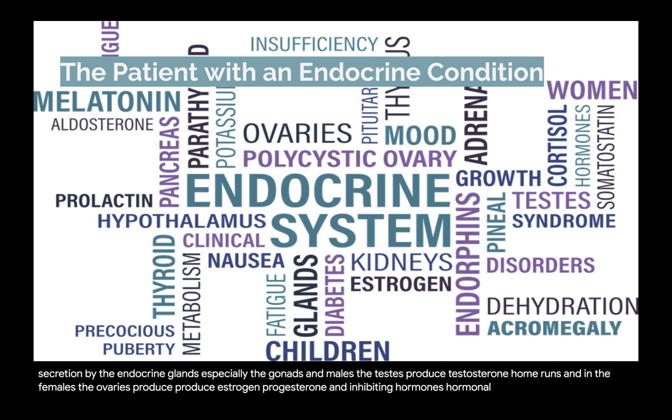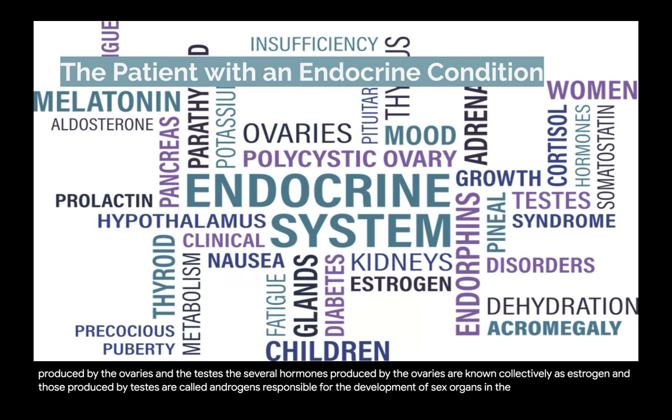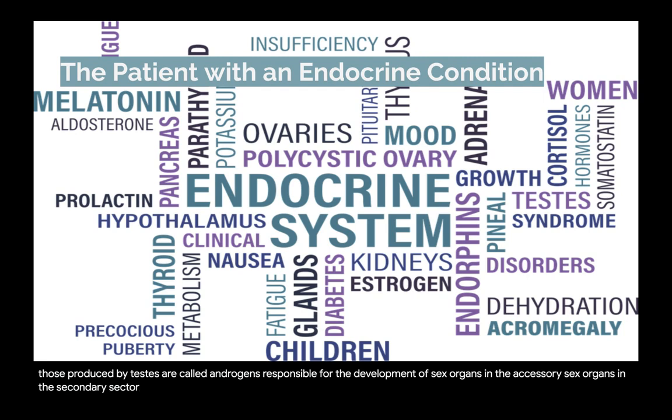Hormonal influences. Pituitary hormones control the hormones produced by the ovaries and the testes. The several hormones produced by the ovaries are known collectively as estrogen, and those produced by the testes are called androgens. They are responsible for the development of sex organs, the accessory sex organs, and the secondary sex characteristics. As the levels of these hormones fluctuate during adolescence, they have strong physical, mental, and emotional influences throughout the body.